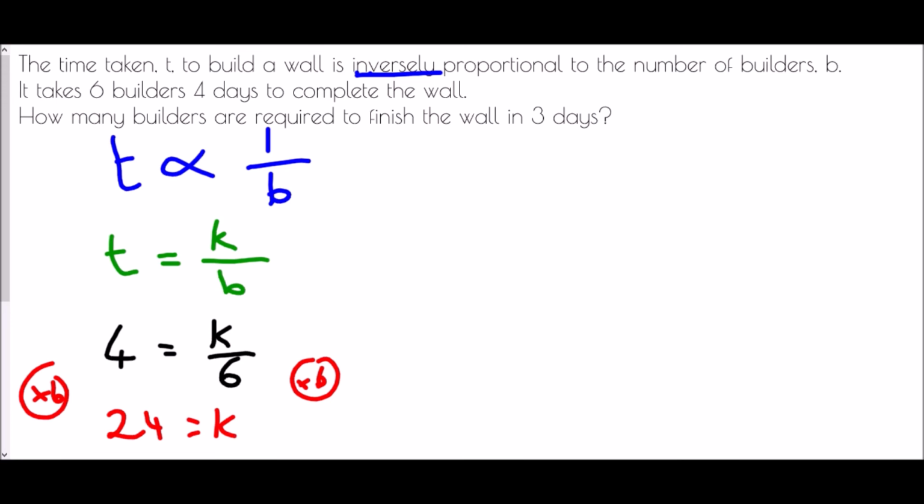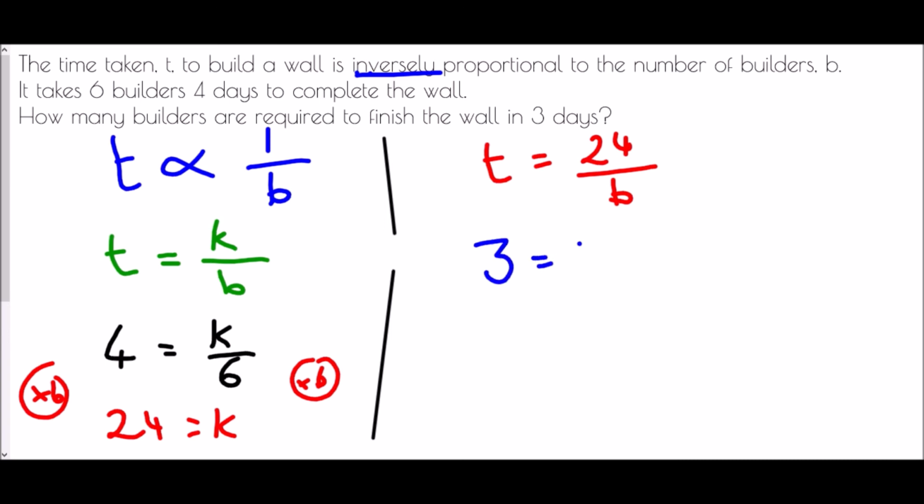Let's bring in the second piece of information we were given. How many builders are required to finish the wall in 3 days? Well, let's set up our equation. T equals 24 over B. And so if I want to complete it in 3 days, well, that means time is 3. So 3 equals 24 over B.